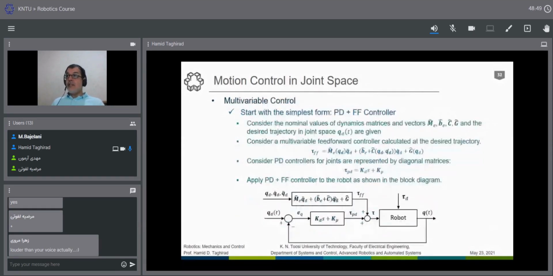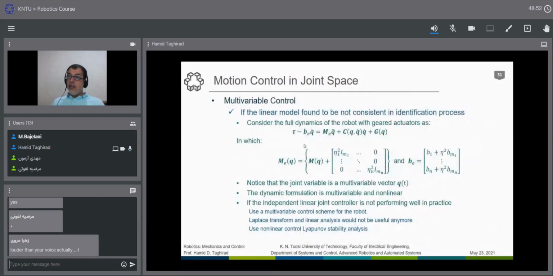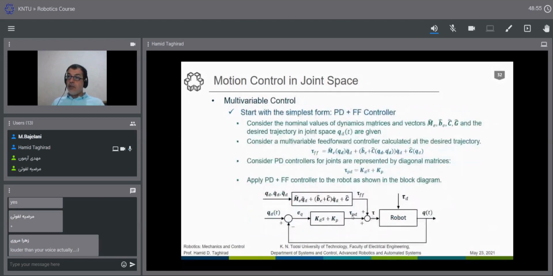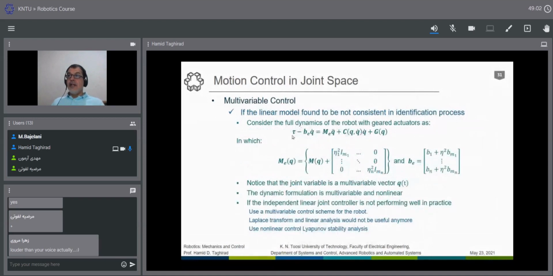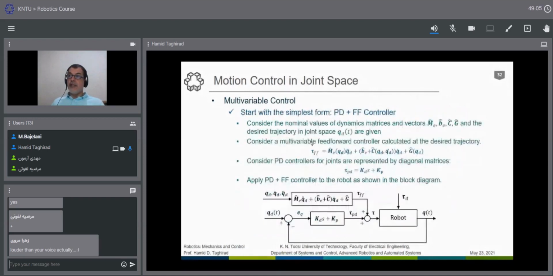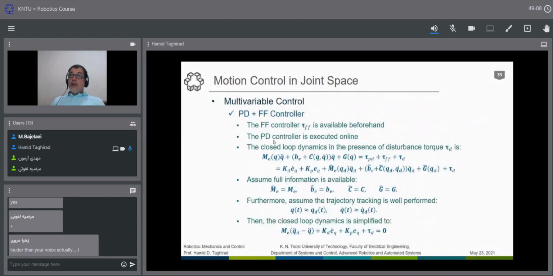So we have this system, and the tau is defined by these two. Tau is tau PD plus tau FF. We put it into the dynamic equation of the system and see what would be the closed loop dynamics. So we know that the tau FF is offline, or it is feed forward. It can be designed beforehand, but the PD controller is still the most significant part of the controller, which is feedback based.